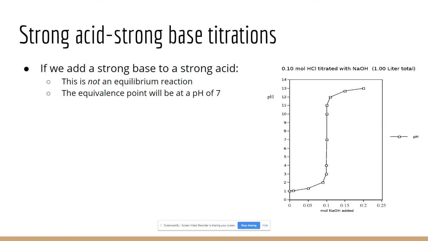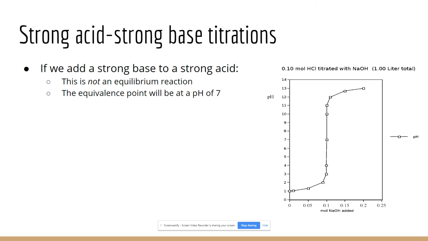And in the middle of the sudden jump, it's sort of like an undefined function in math. There is a point that is along that line where you're going to find the equivalence point. And for a strong acid, strong base titration, that will be at a pH of 7.